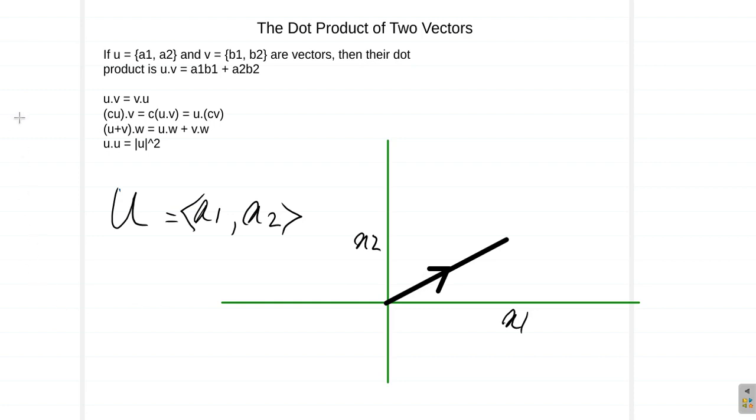And then you have v, the other vector. V is equal to b1, b2. You see that? So, vector B. Let's say this is vector B. Vector B is here, and the tip, the end, is above b1 and beside b2. See that?